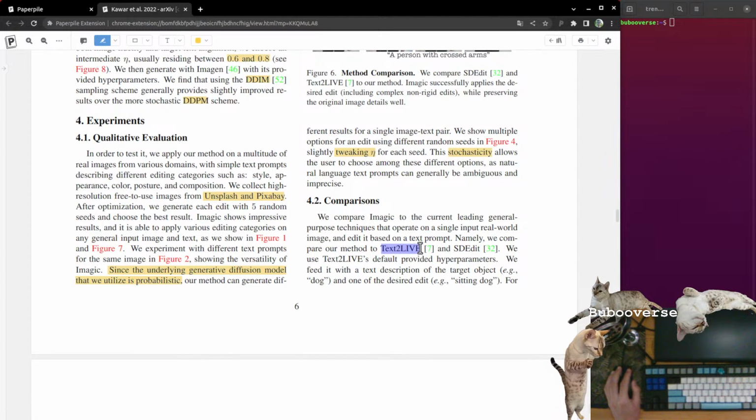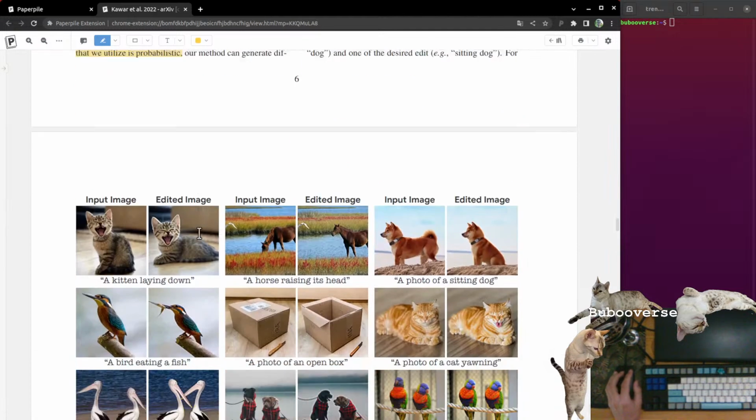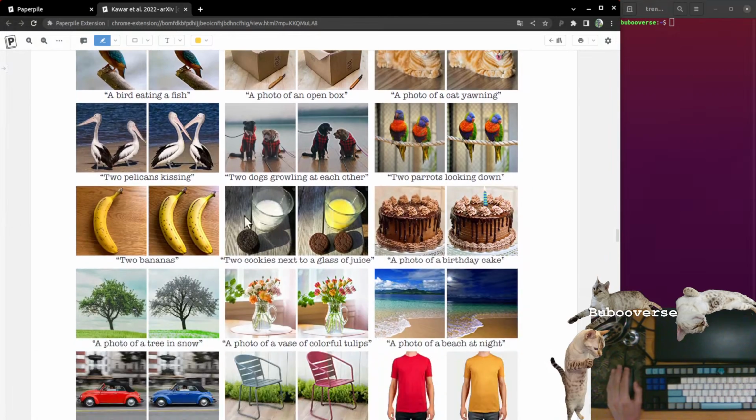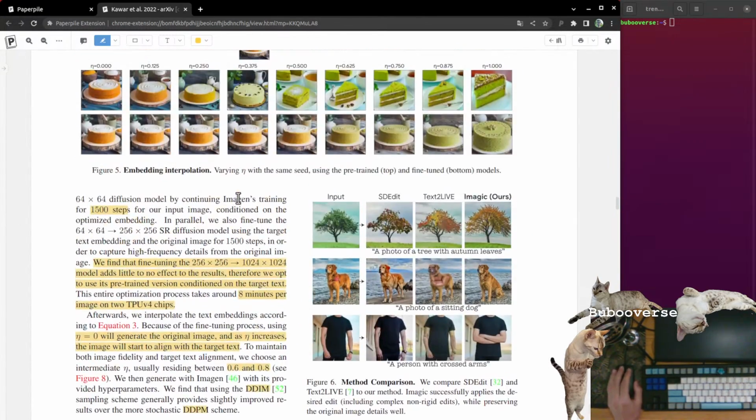Okay, they compare it to a couple different competing versions of this, Text2Live and SDEdit. This is just more fancy results. Let's go up here. This is the comparison. So starting with this image, and then this is the text, a photo of a tree with autumn leaves. You see the difference here. Obviously, theirs is going to look the best.